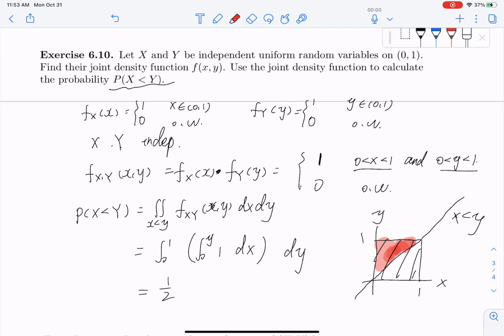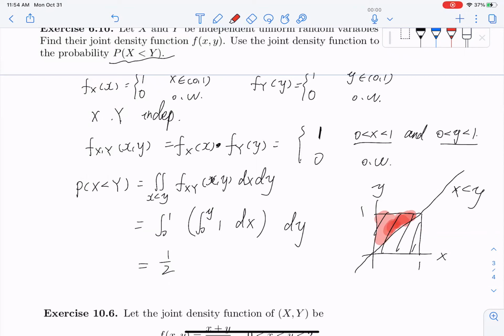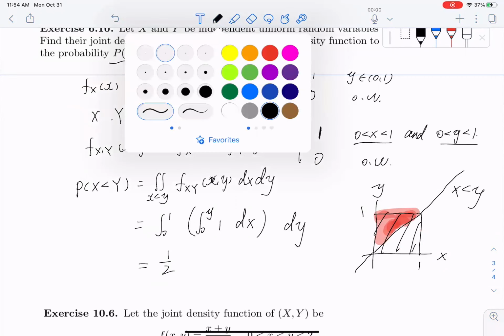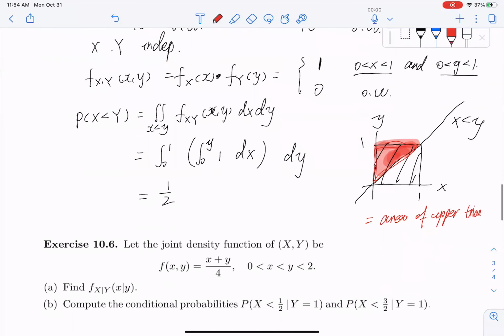Yes, this is correct. And now we can see that because the density function is all 1 in this square, the probability of X less than Y equals the area of that. So it's equal to the area of the upper triangle. Right, so it's 1/2. But this way is by drawing the figure, and it doesn't work all the time.